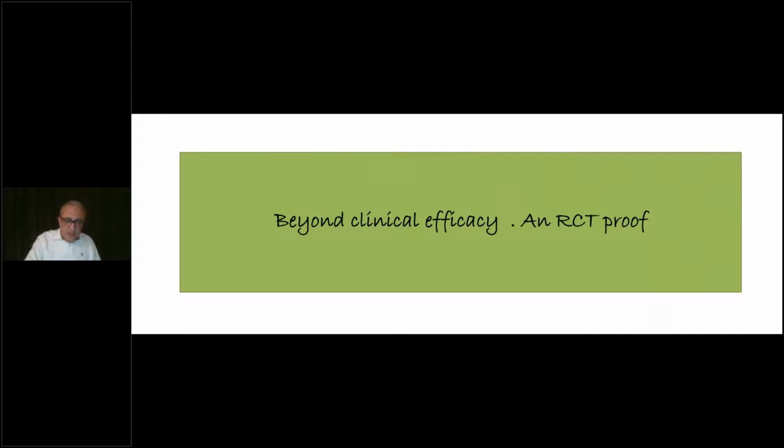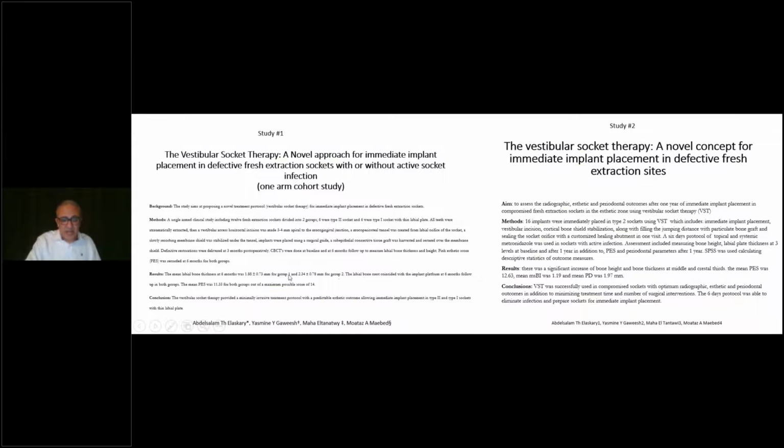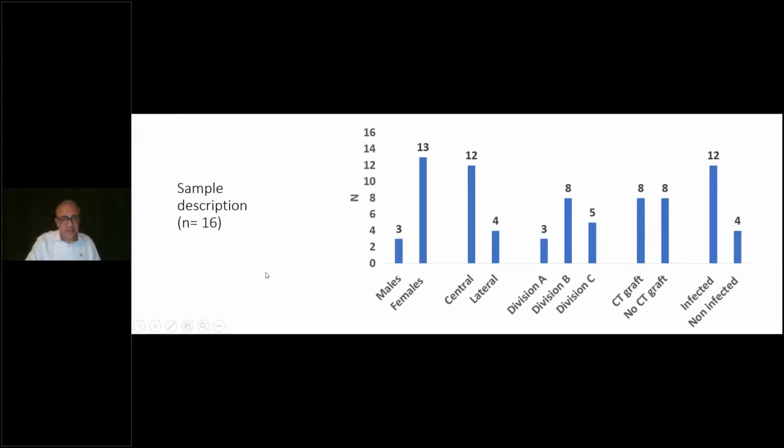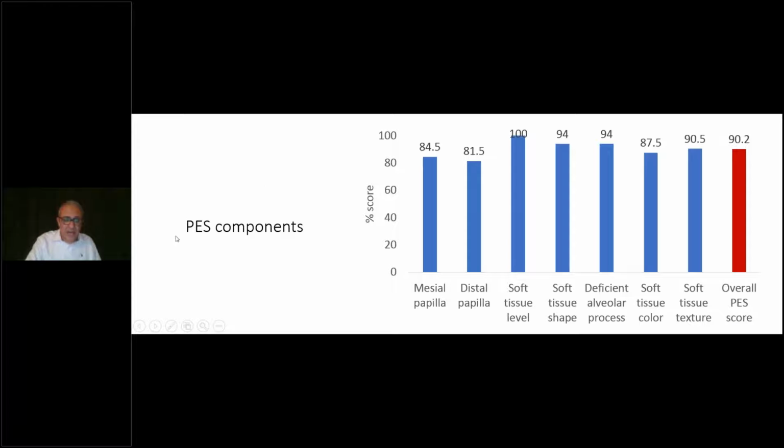Now, the power of the studies. We have 2 studies now, one of them is accepted, that you will see next month in the JOMI. The other one is already under review. We have these studies that have evaluated this technique. It's called the vestibular socket therapy technique. And we have a lot of parameters to measure with me and my co-workers. And we have the pink esthetic score that evaluated soft tissue texture, soft tissue color, deficient process, whatever, and the mesial papillae, distal papillae, and we saw all of this together, and we put it in a study.